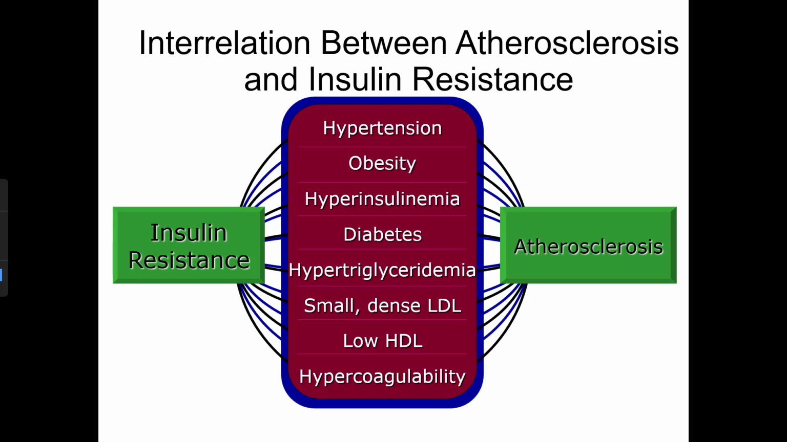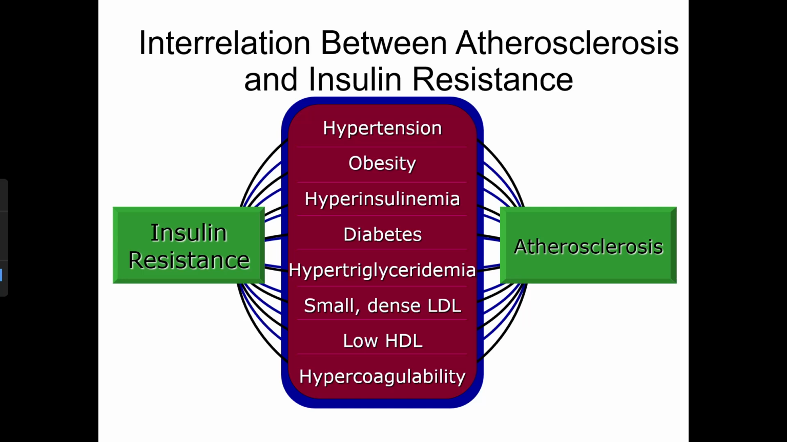The interrelation between atherosclerosis and insulin resistance. So hypertension, obesity, hyperinsulinemia, diabetes, hypertriglyceridemia, small, dense LDL, low HDL, and hypercoagulability all lead to atherosclerosis. So when you have a lot of fats floating around in the blood, especially a lot of LDL and not a lot of HDL, you are going to see plaque that can accumulate inside of the blood vessels. If you have a lot of glucose, that can also contribute to the formation of plaques inside those blood vessels.